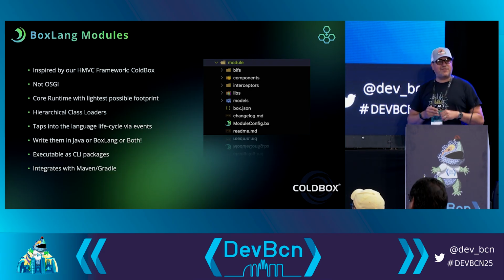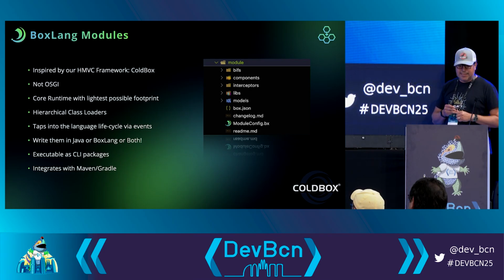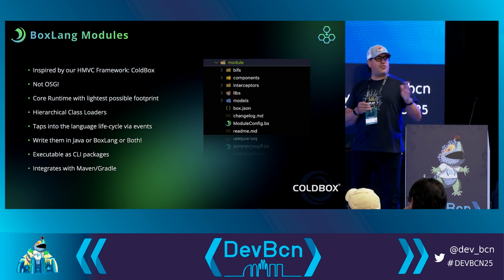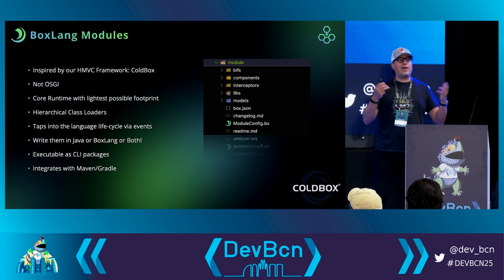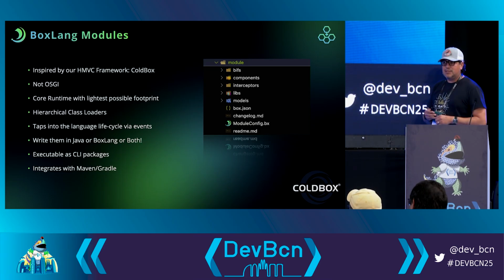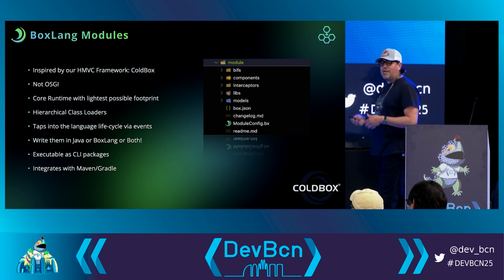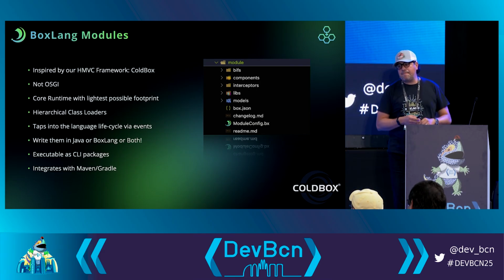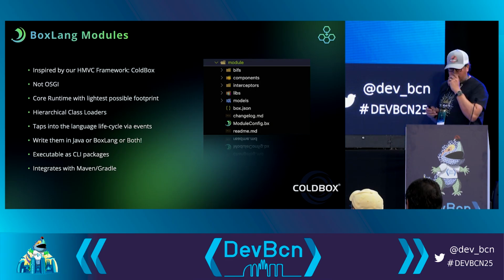With one class, you have a module called the ModuleConfig, and you're done. Very, very easy. We have templates for you as developers to create these, and it taps into everything in the event lifecycle. You can write them in Java, you can write them in BoxLang, or you can write them in both. They're also executable as CLI packages. Since we can be working on the CLI, you can actually create modules to build CLI applications. Okay? It integrates with Maven and Gradle as well.